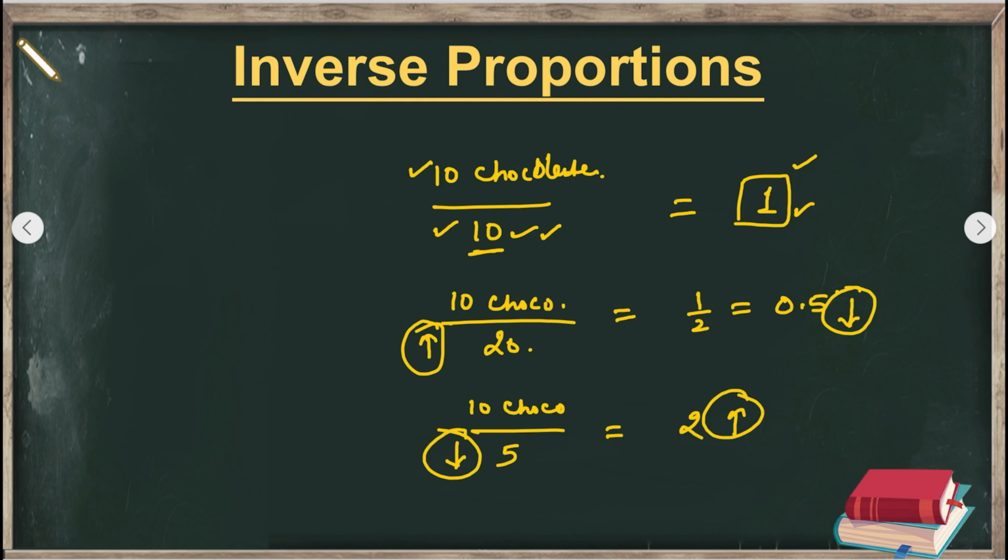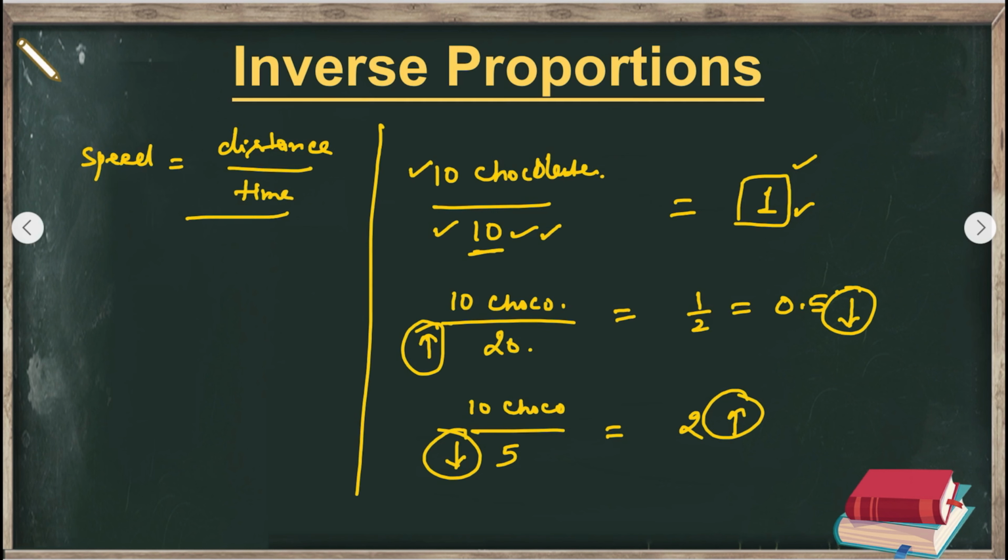You can understand this with one more example. We know speed is given by the formula distance divided by time. This is the general formula for speed, that is S is equal to d by t. Let's have a condition: the distance is fixed, that means we have to travel 100 kilometers. What if we have to cover this in 4 hours? So what should be our speed?